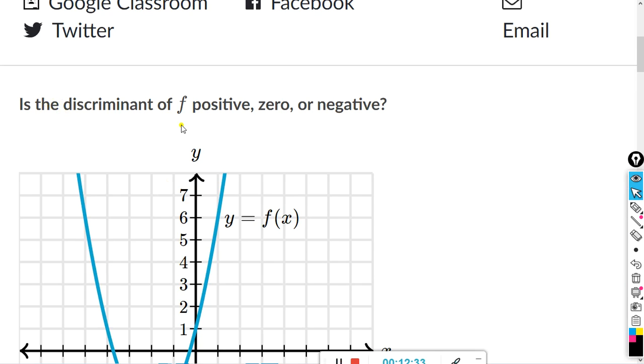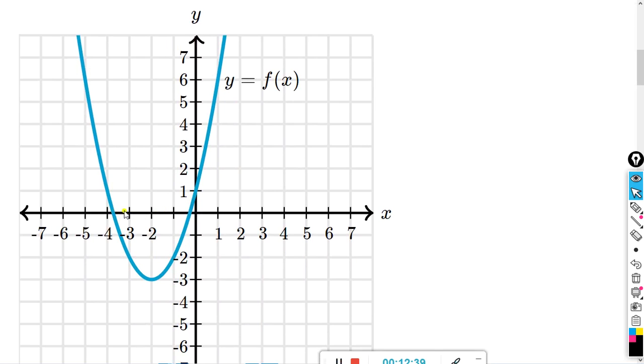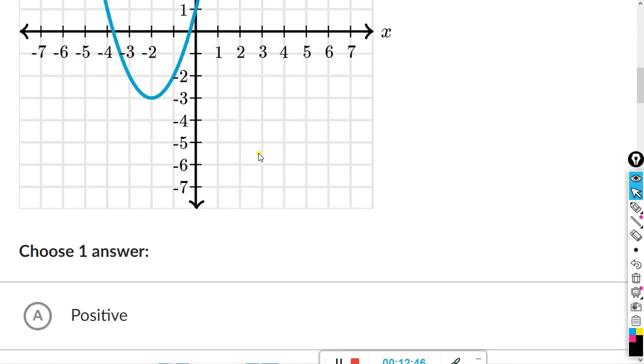Here they ask, is the discriminant of f positive, 0, or negative? We did one like this already. If it crosses the x-axis twice, the discriminant is definitely positive.